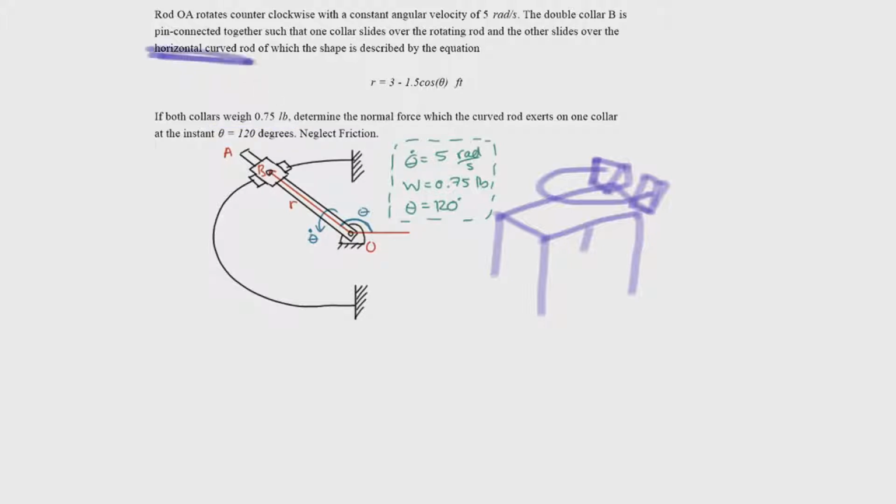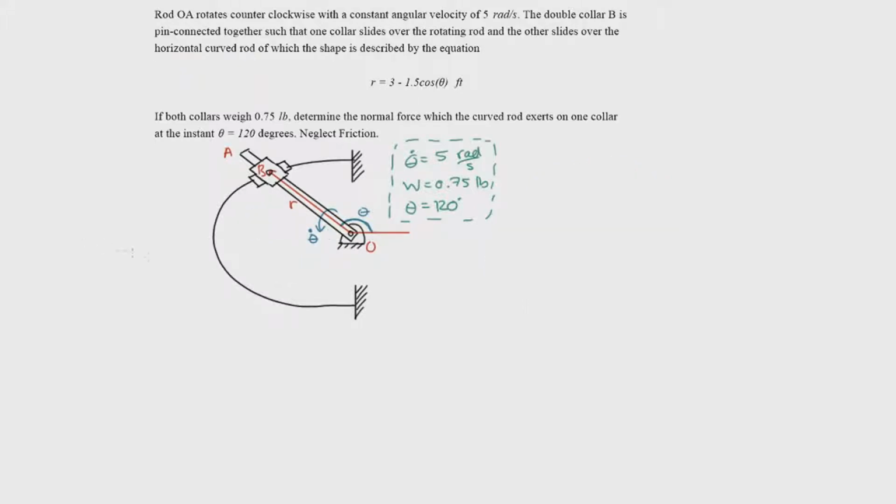So whenever you see horizontal somewhere, that probably indicates that this mechanism is not in the vertical direction such that gravity acts this way. It actually points either towards you or away from you. And another thing to point out is this double collar. This might be a little confusing for some people because they don't know what a double collar is. Okay, so let me redraw this component of the diagram.